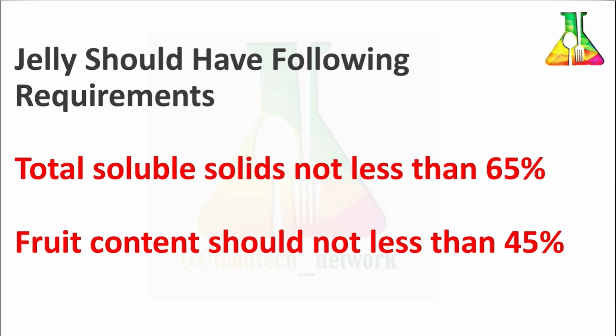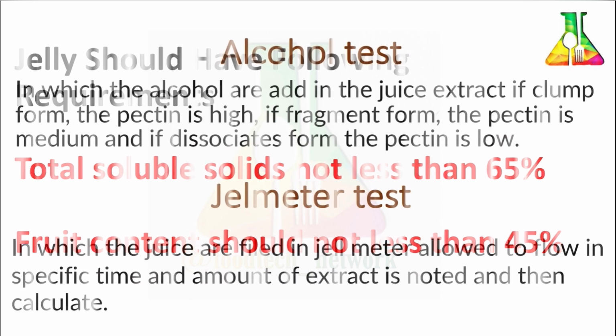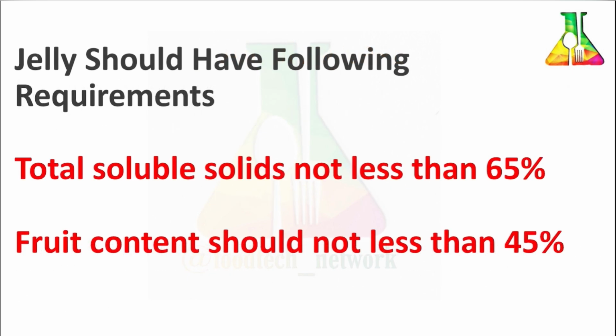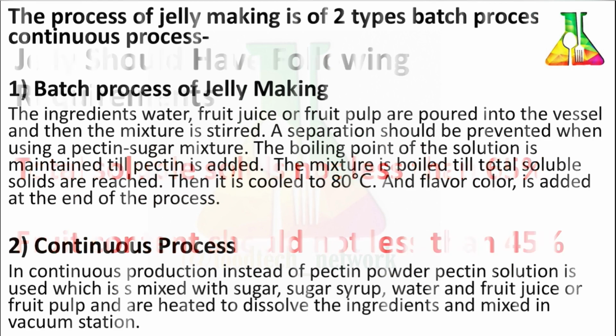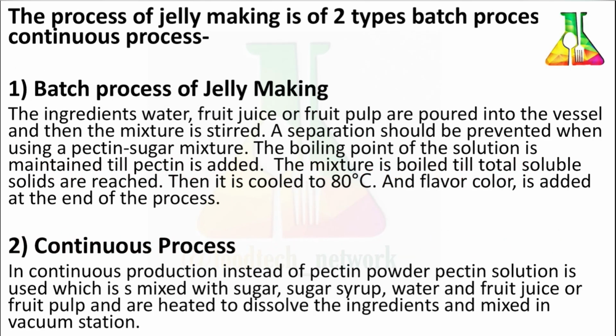Next, jelly should have the following requirements: total soluble solids should not be less than 65%, and the fruit content should not be less than 45%. So it is the ratio that total soluble solids should not be less than 65% and fruit content should not be less than 45%. The process of jelly making is of two types, that is batch process and continuous process.